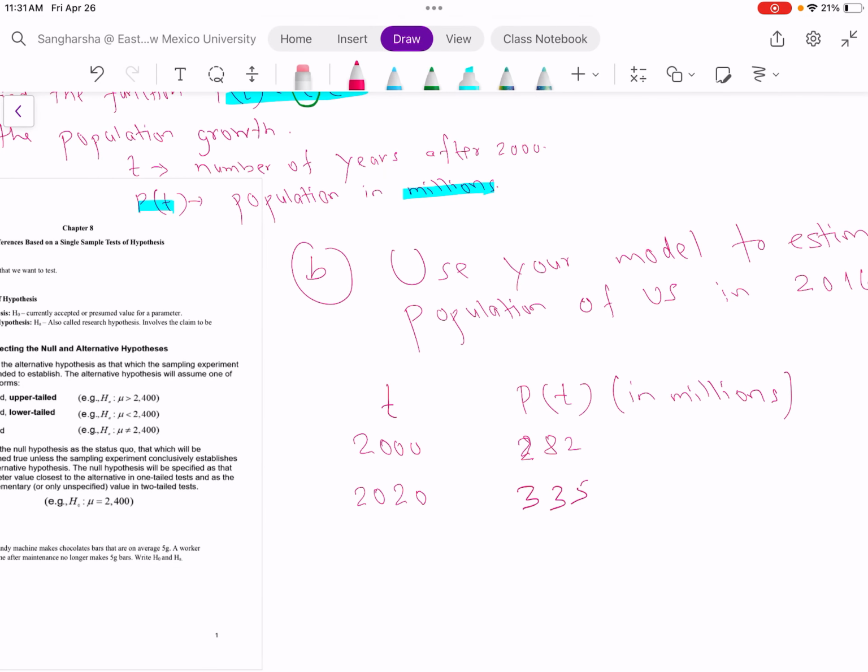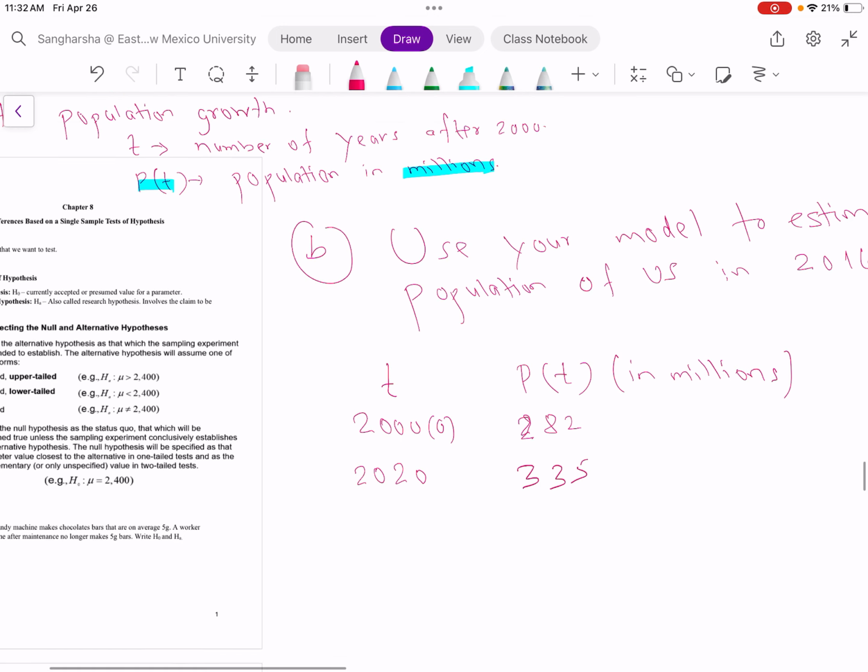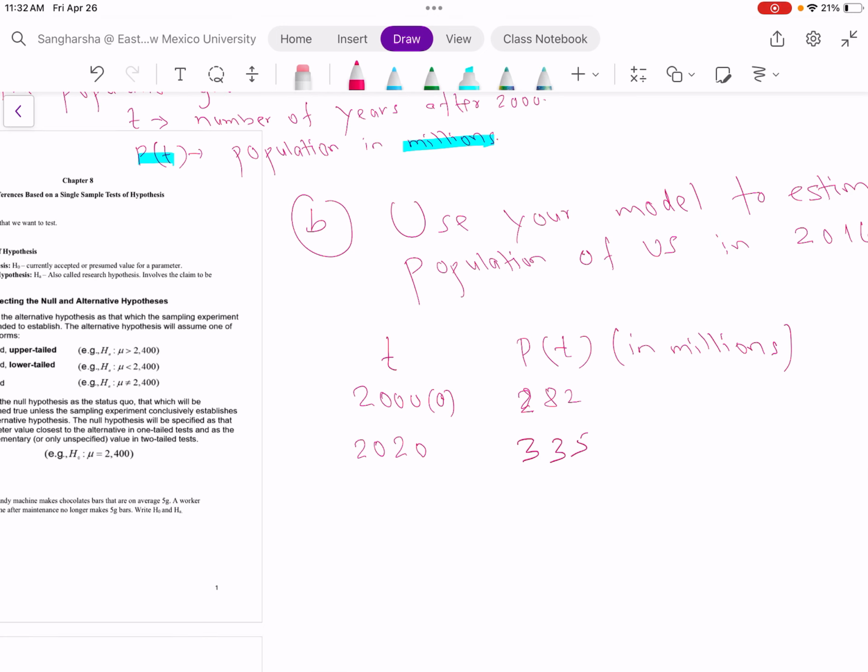Okay, so our t is the number of years after 2000. Now what will be t for 2000? T is the number of years after 2000, and if we are taking 2000, our t is 0, right? So when we have t = 0, 282 million is the population. And what is the t for the year 2020? 20. So when the t is 20, our population in millions is 335.